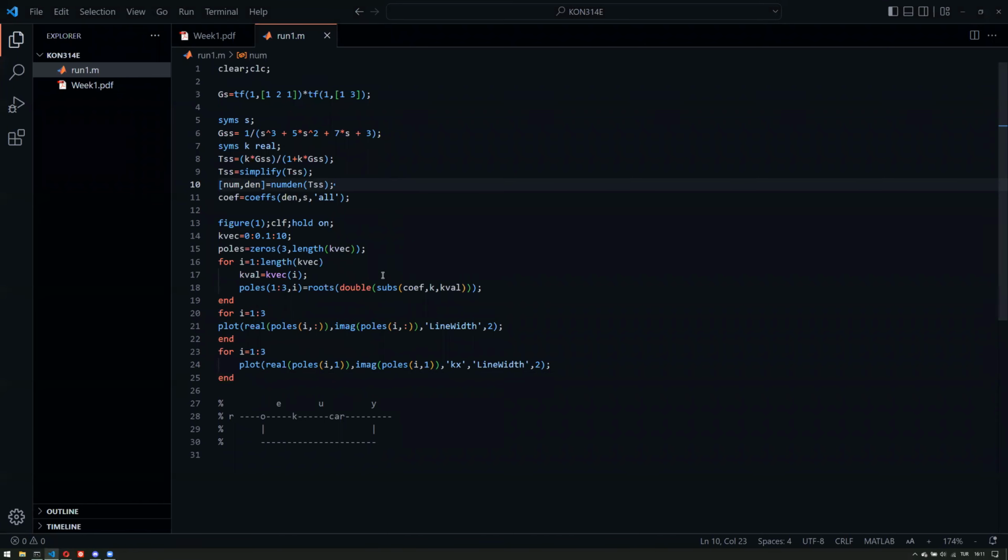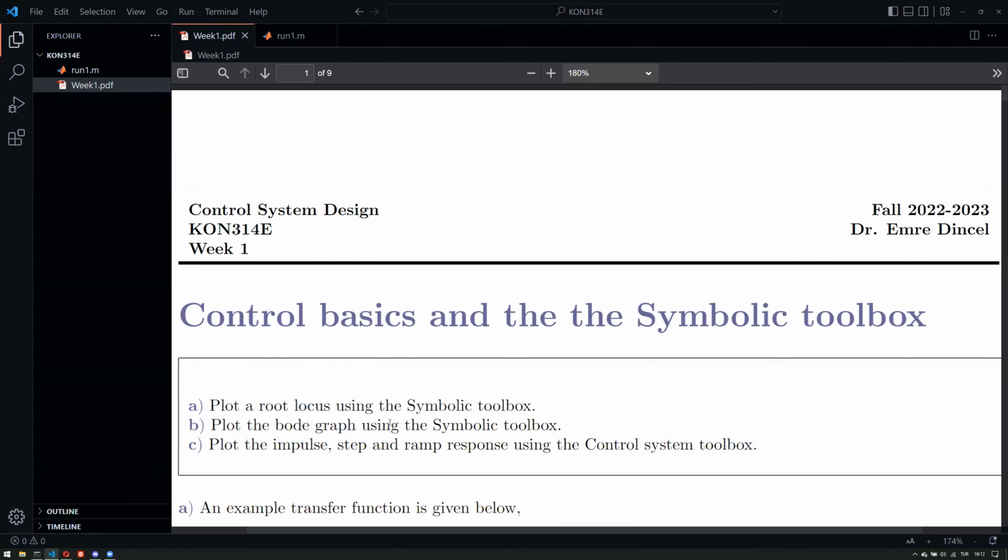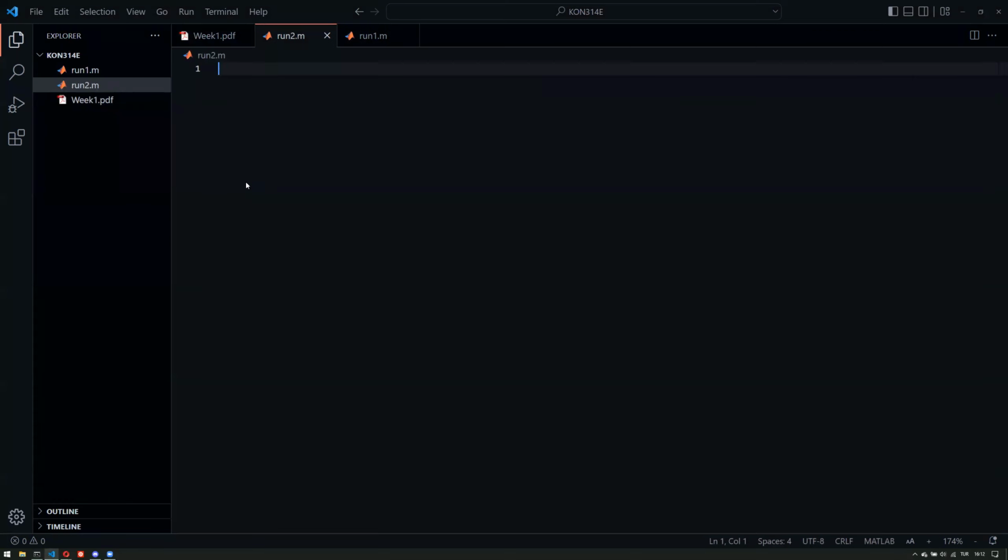I wanted to remind you that you can use the symbolic toolbox, use this k here, calculate the closed loop transfer function, plug in certain k values, and look at what the roots look like. So this is part one. And we can also recreate the Bode plot using the symbolic toolbox. Now, let me remind you of the Bode plot, what it really was.